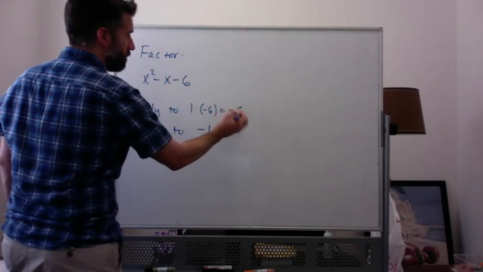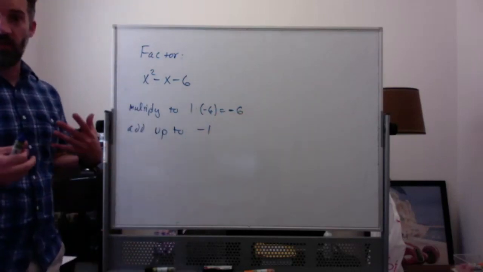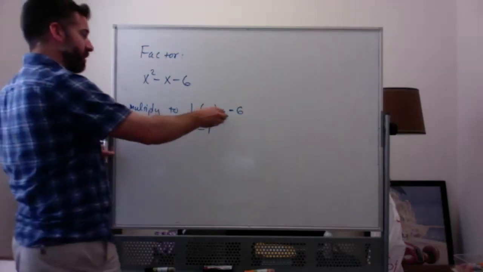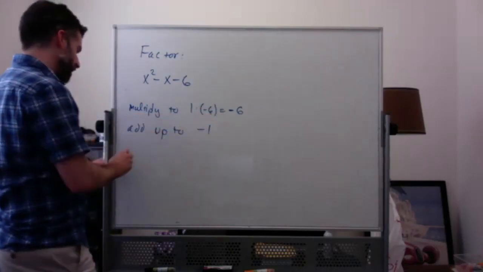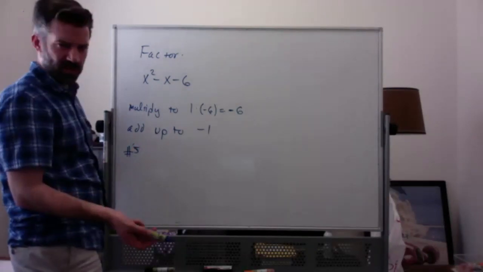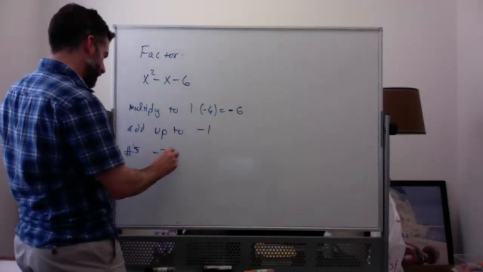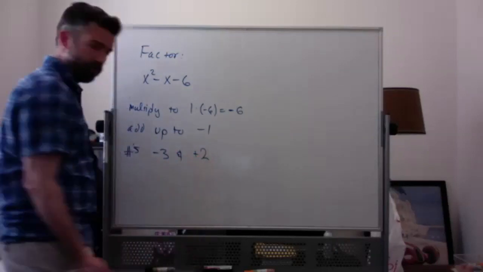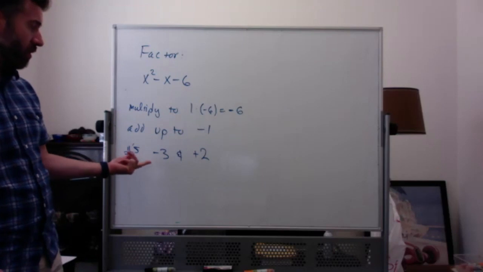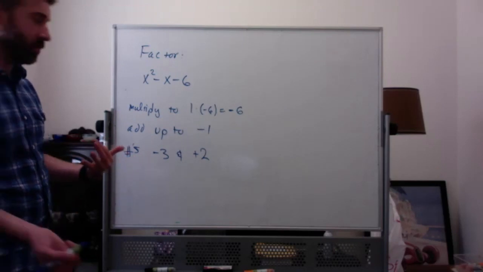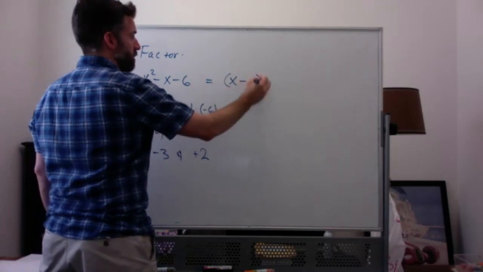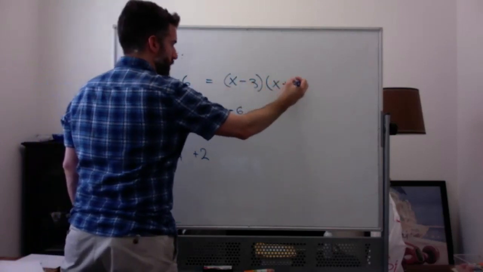It's really, really important for all of these problems that we be careful with our signs. The negatives are important. So I want to multiply to negative 6 and add to negative 1. My numbers are something with 2 and 3. I think it's negative 3 and positive 2. And so then those are the numbers that are going to go in my expression, right? I'm going to have x minus 3, x plus 2.